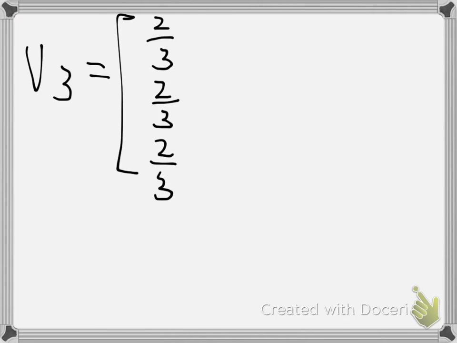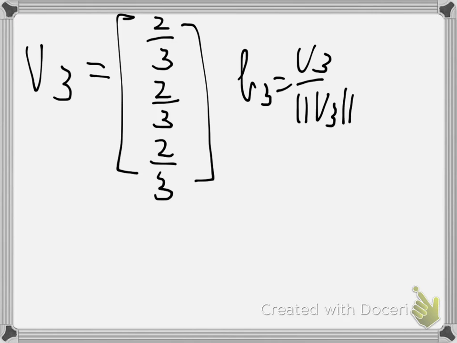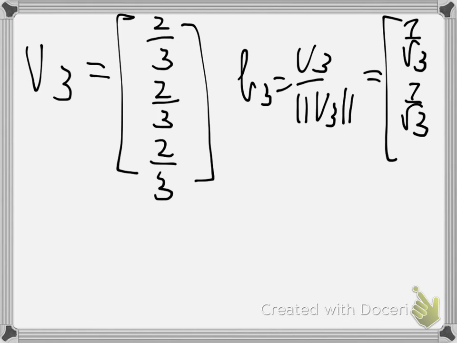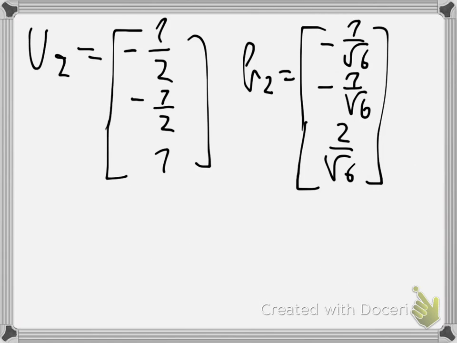And so if you do the calculation, you should get that U3 is equal to 2 over 3, 2 over 3, and 2 over 3. And so B3 is U3 over its length. And you should get 1 over square root of 3, 1 over square root of 3, and 1 over square root of 3. So we found our three bases.